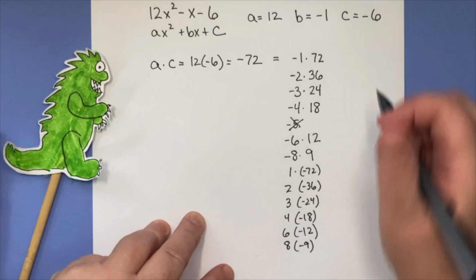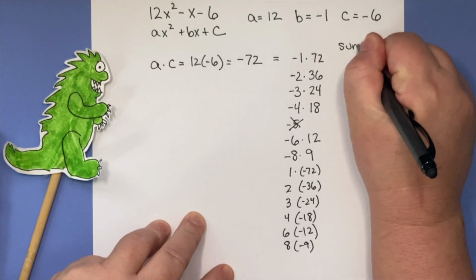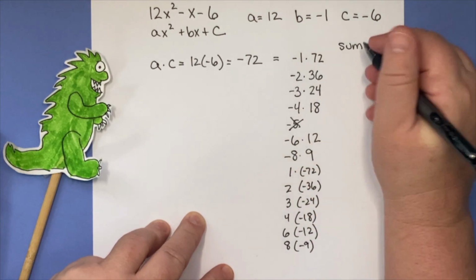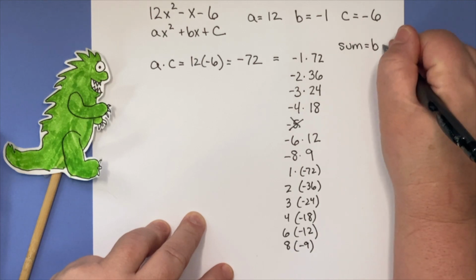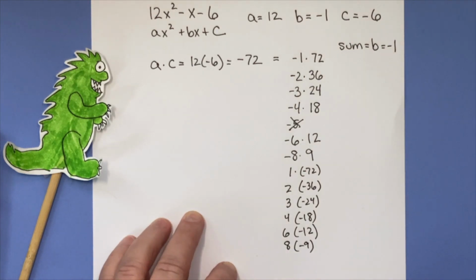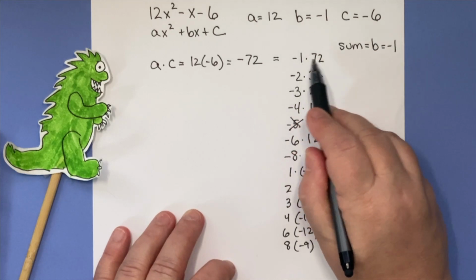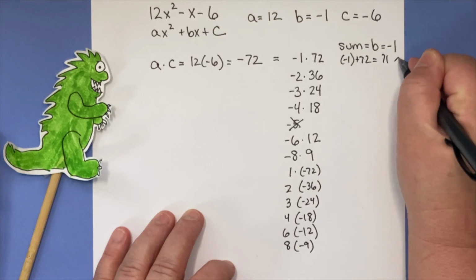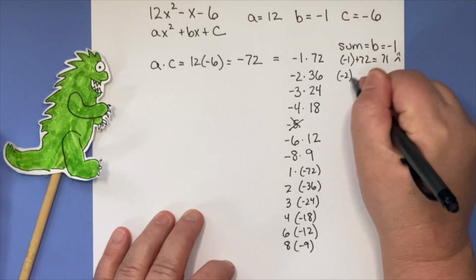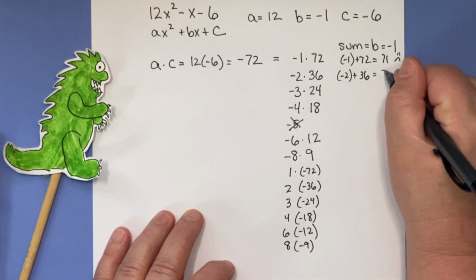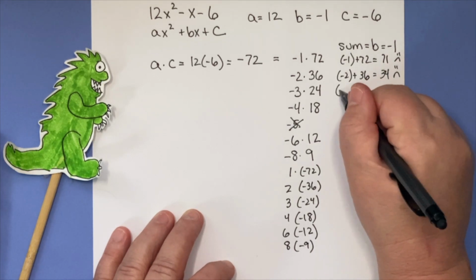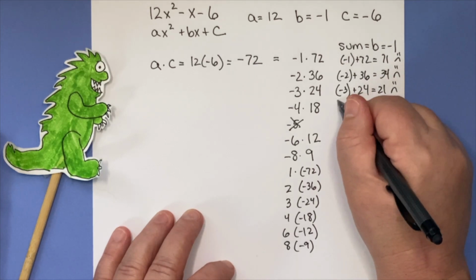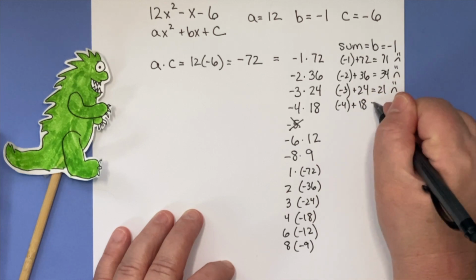So then what you're supposed to do is you want the sum of these two factors, and this is kind of wacky, but this is the way it works. You want the sum to equal b, which is negative 1. So if we look at the sum, negative 1 plus 72, we get 71. Nope, that's not it. Okay, negative 2 plus 36. That's 34. Nope. Negative 3 plus 24. That's 21. Nope. Negative 4 plus 18 equals 14.